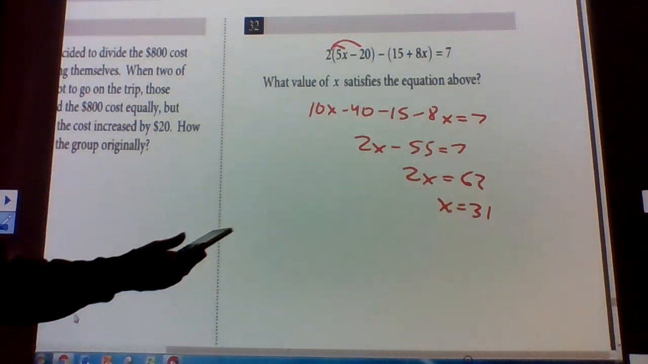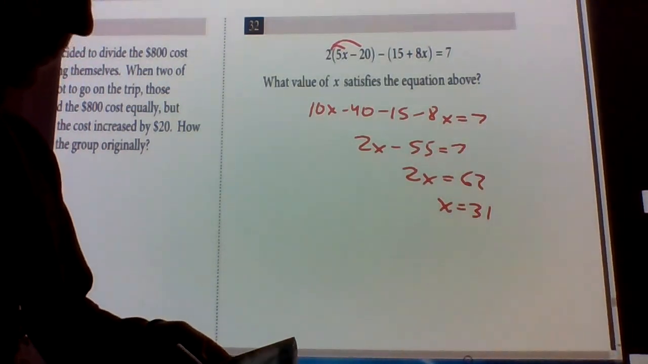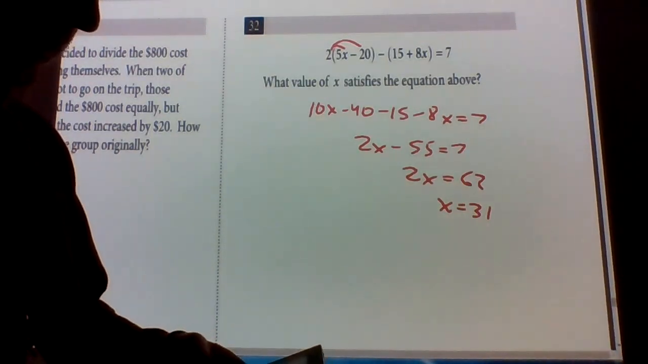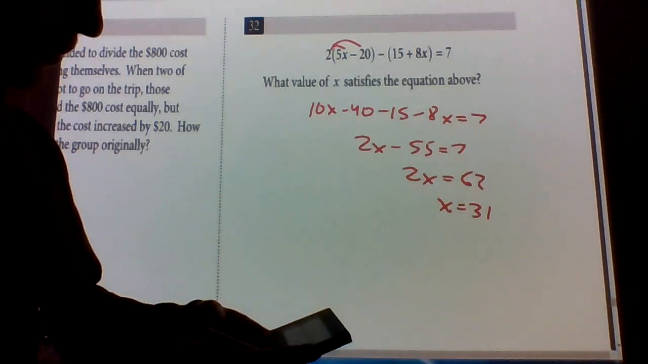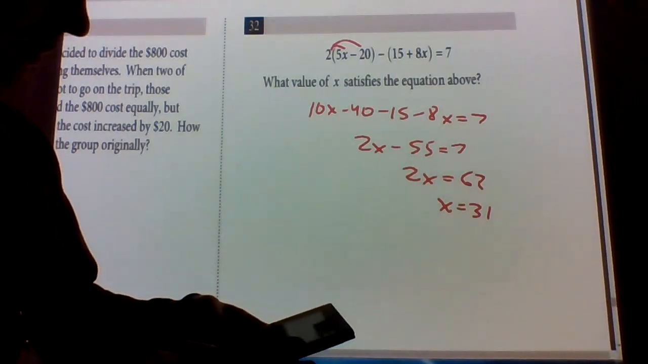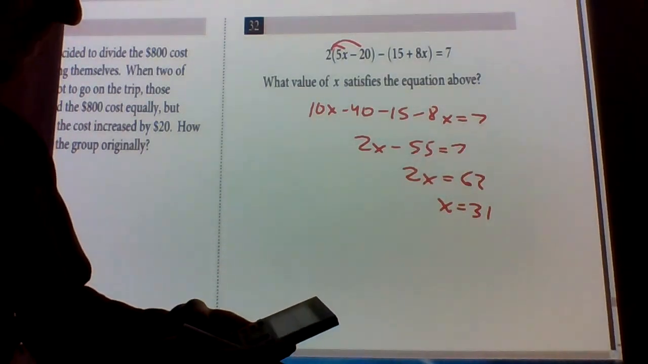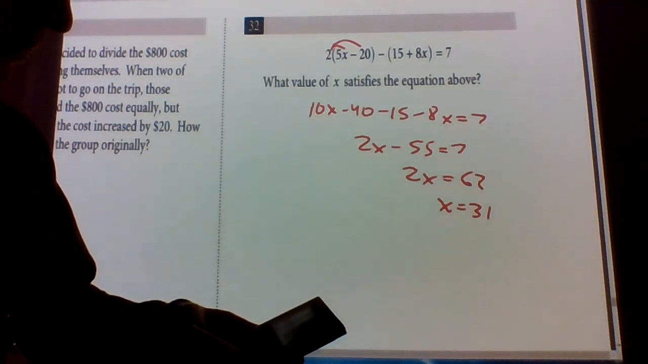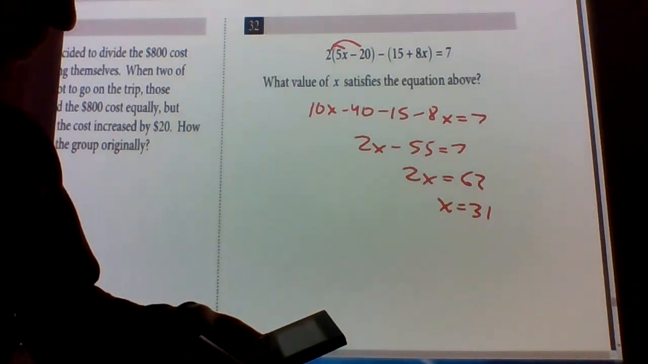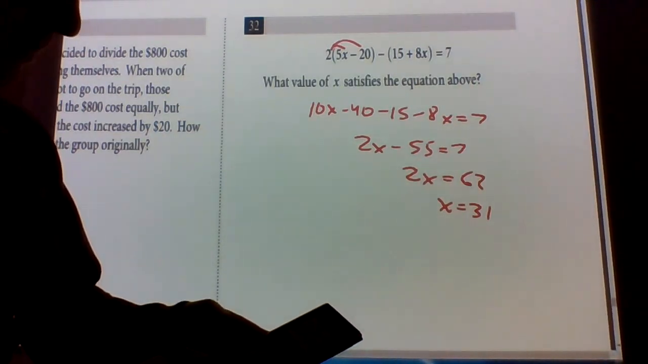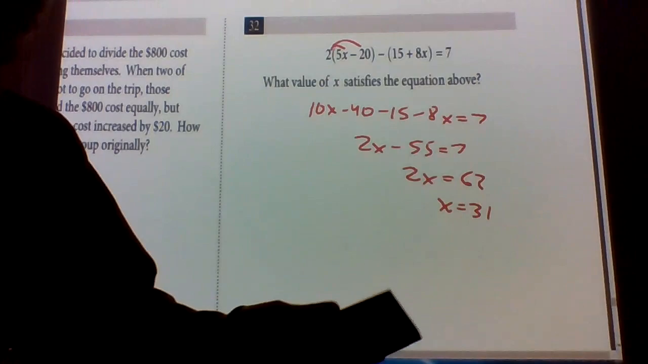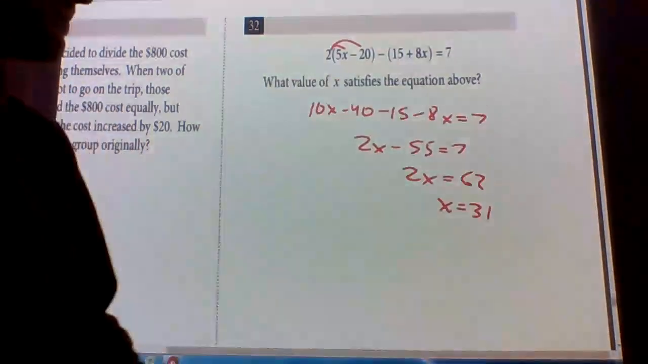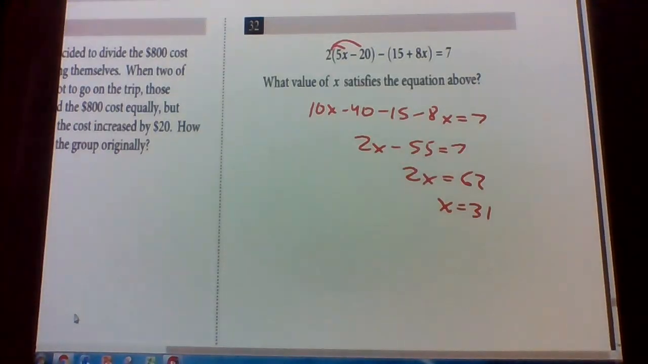So they give you a hard one and then a super easy one. This one though is even easier. You should just use the calculator. Should just use menu 3-1, 2 parenthesis 5x minus 20 close parenthesis minus parenthesis 15 plus 8x close parenthesis equals 7 comma x, enter. 31. So they give you a hard one, then they give you a really easy one.